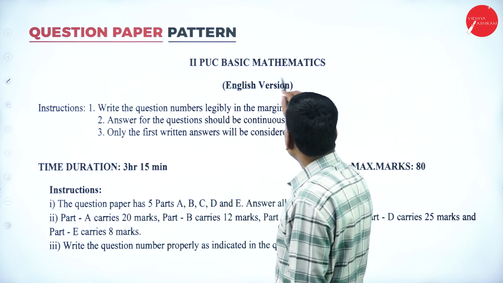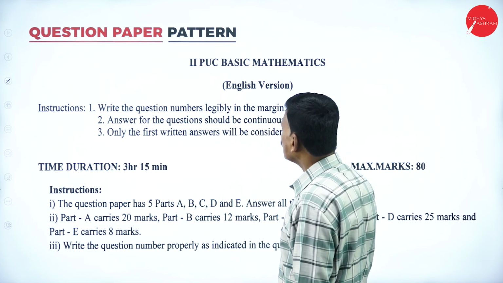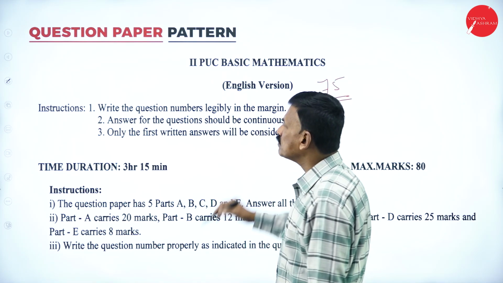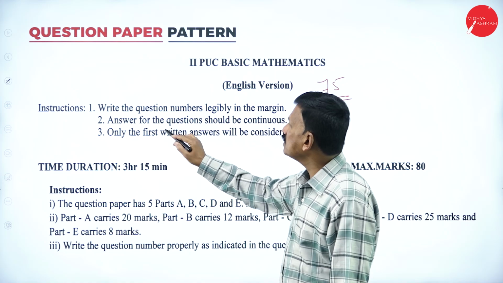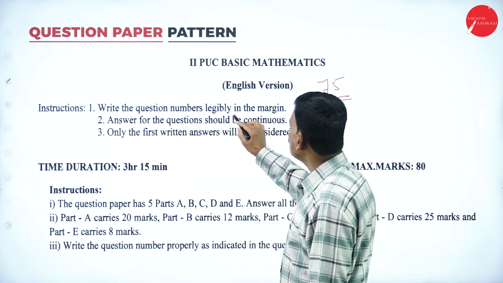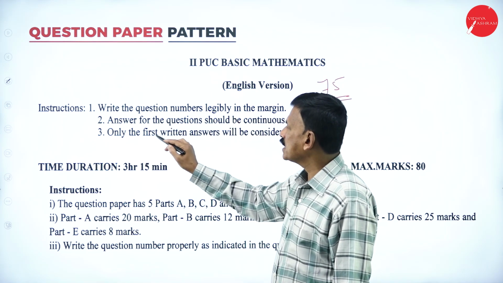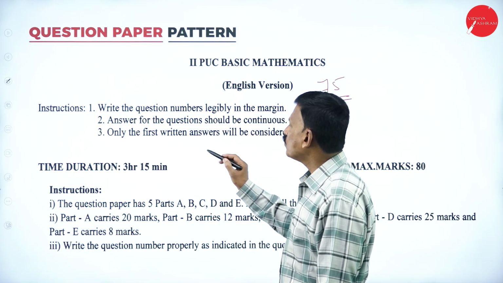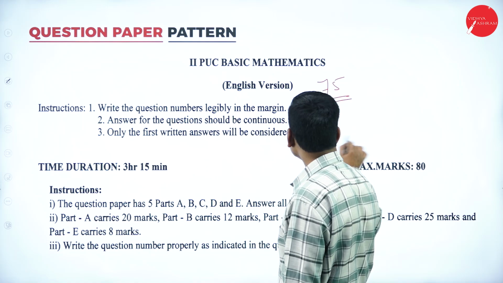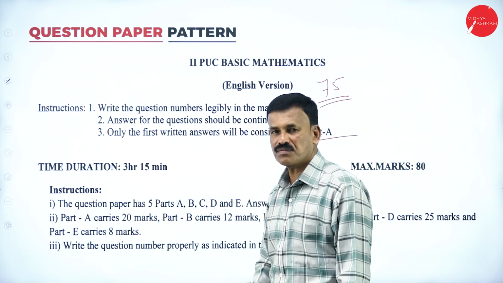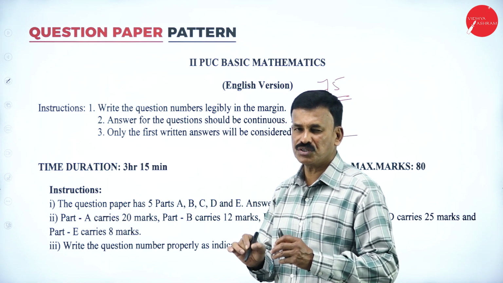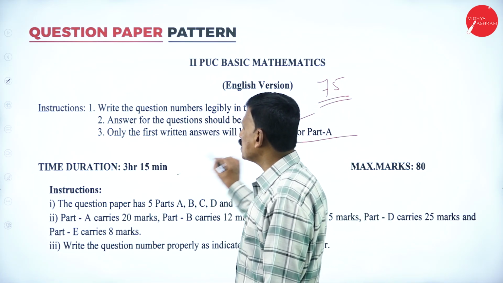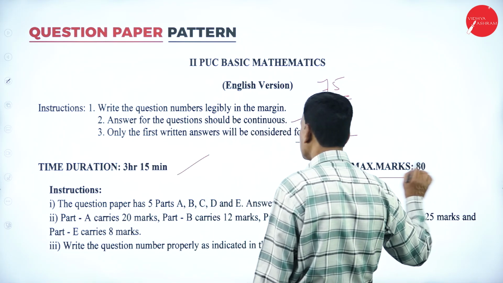So, second PUC basic mathematics. The subject code for basic mathematics is 75. What are the instructions they have given? Write the question number legibly in the margin. Second, the answer to the question should be continuous and only the first written answer will be considered for part A. So, for part A, whatever the first answer you write, that is considered. Now, the time is 3 hours 15 minutes, maximum marks is 80.